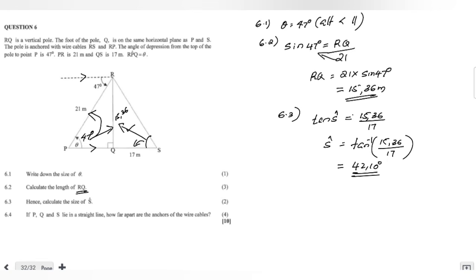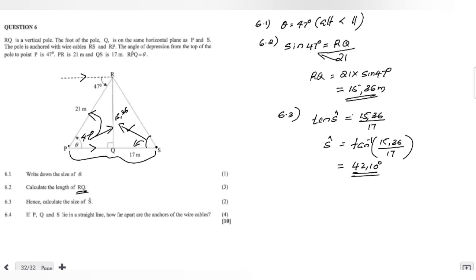How do we do it? P, Q, S lie in a straight line. You can see that P, Q, S lie in a straight line. How far apart are the anchors of the wire cable? So here they actually want the length of PS, because one anchor is connected to P, another one is connected to S. So how far apart are P and S? That's the question. Okay, so how do you do that?